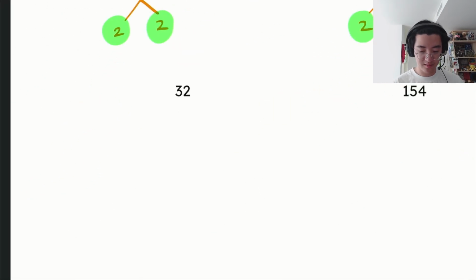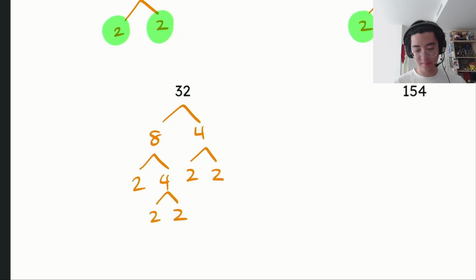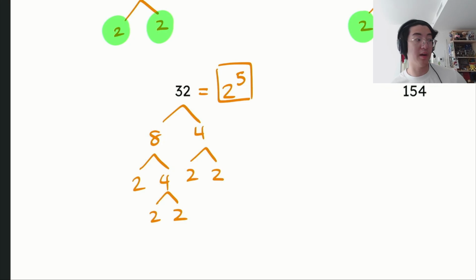How about 32? Well, that's 8 times 4. 4 is just 2 and 2. 8 is 2 times 4. 4 breaks down to 2 and 2. So similarly, 32 is 2 to the power 5.